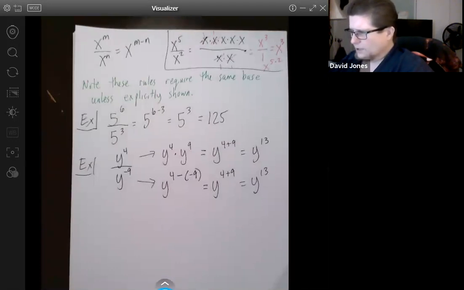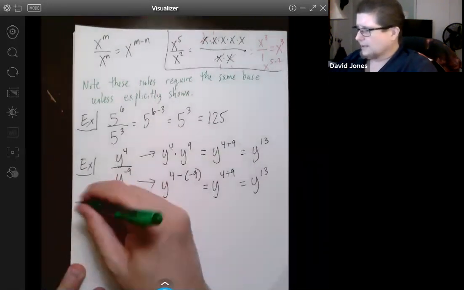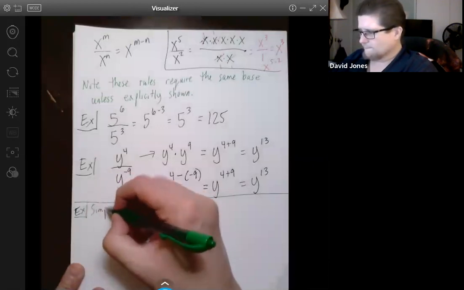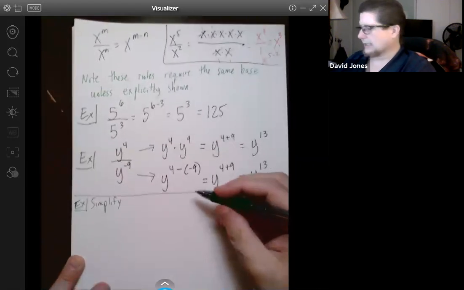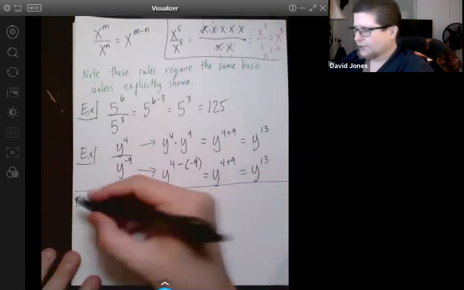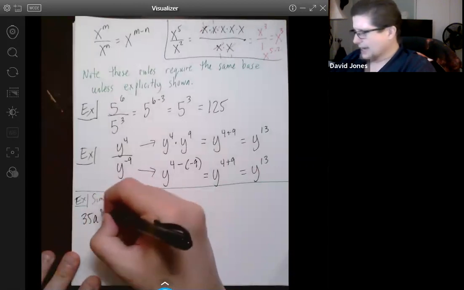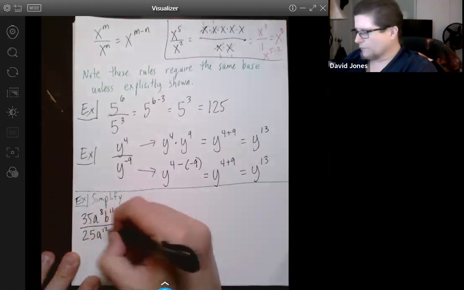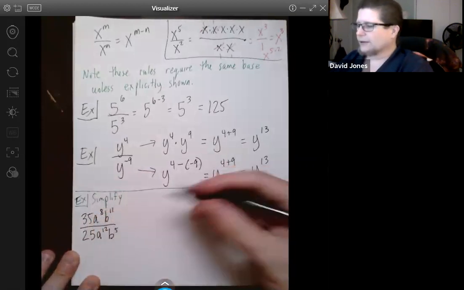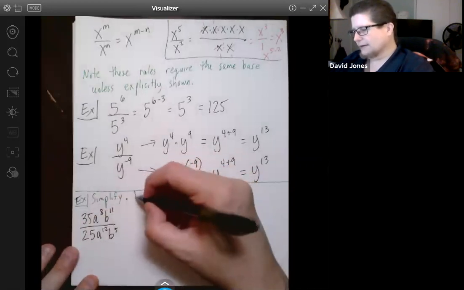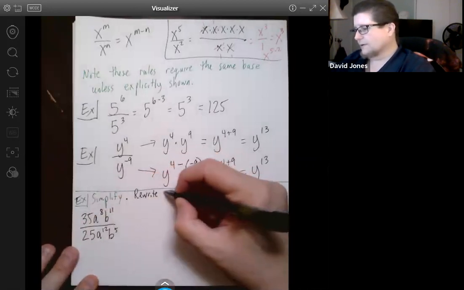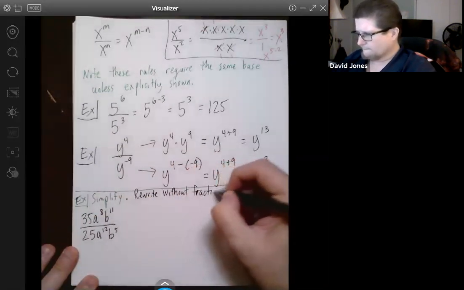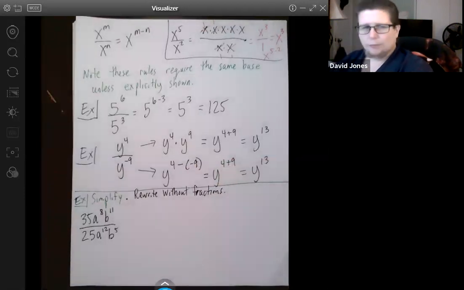All right, let me give you one to try. The rules on this one are simplify. And we're going to start off with 35, a to the 8th power, b to the 11th power, divided by 25, a to the 12th power, b to the 5th power. Simplify and rewrite without fractions. That'll help clear up part of it.